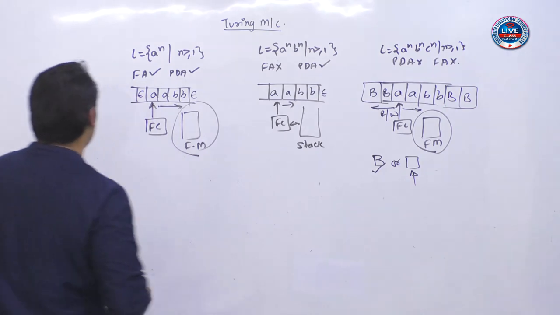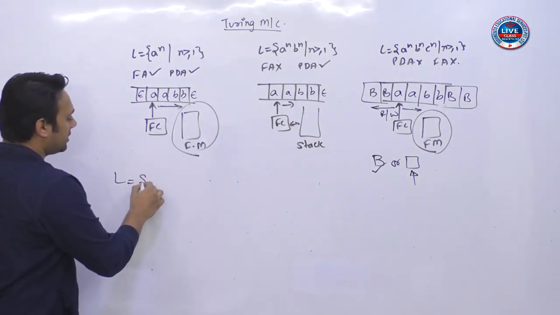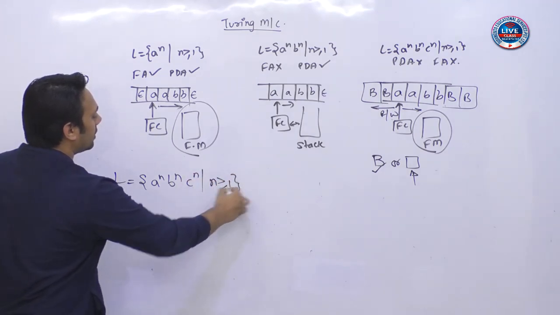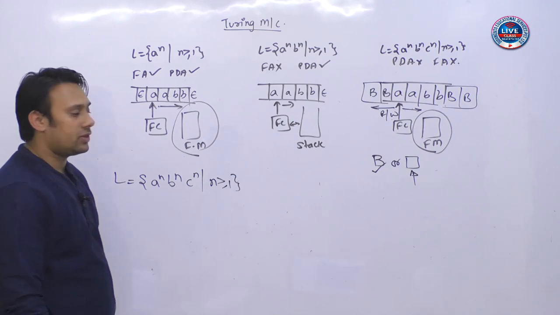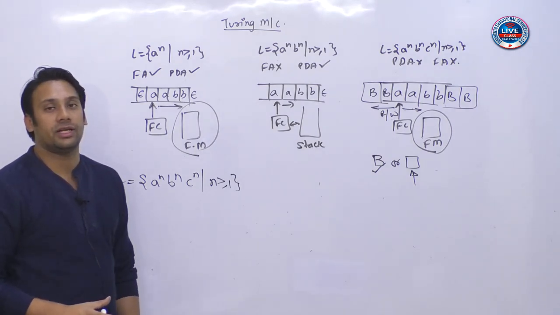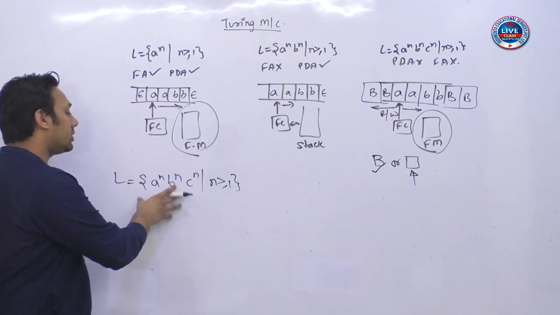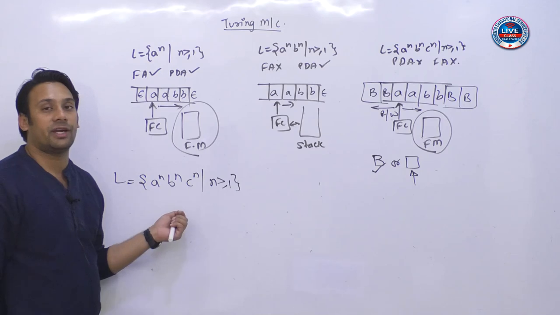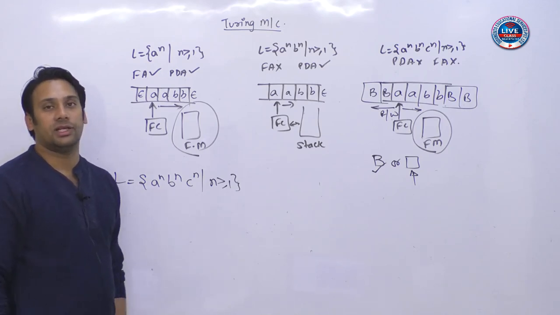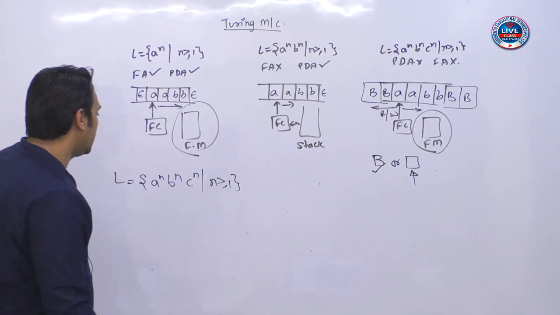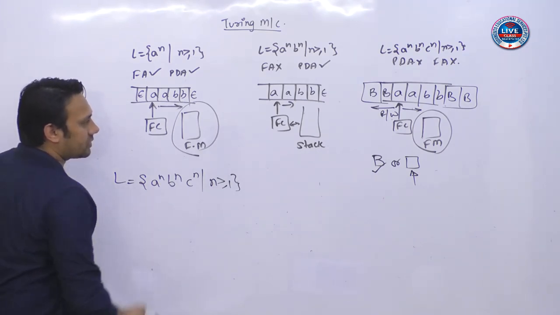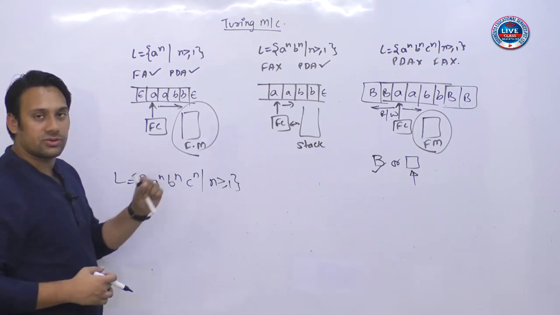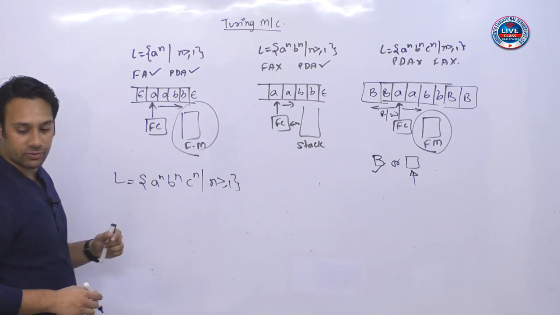Now let me give you one more example here. Let us suppose that the language is a raised to power n, b raised to power n, c raised to power n, such that n is greater than or equal to 1. This is your language. Now we already know that for this language you cannot create a finite automata, or you cannot create a pushdown automata. Now, in this case, I can make a Turing machine. So how will this Turing machine work? I can load this string on the tape, correct? I can take any string whatsoever.